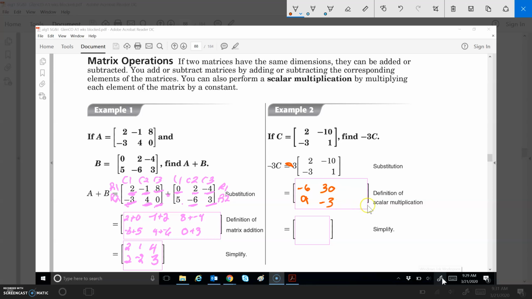They did each step, so that's why they want this. You don't have to write this down here, but that's what they wanted here. So they actually wrote out -3 times 2 and all that stuff. All right?